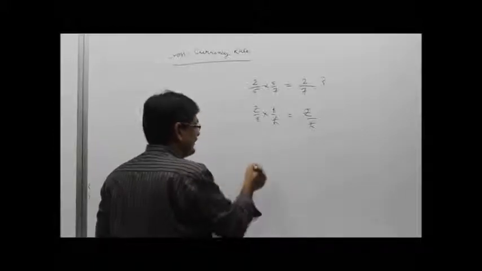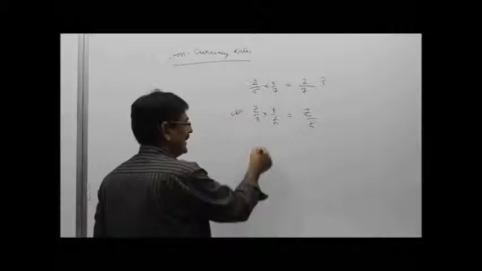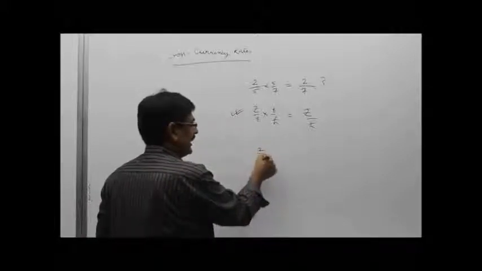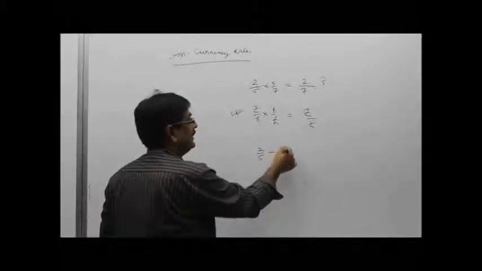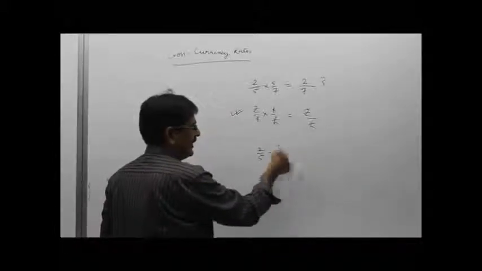Now, let me ask you a different question. This is called cross currency rates. If I ask you 2 by 5 divided by 7 by 9.